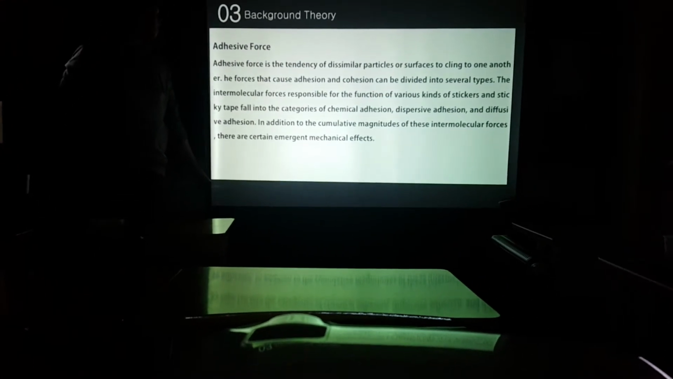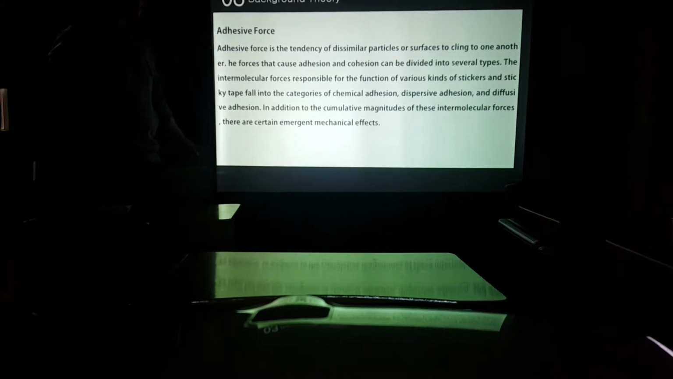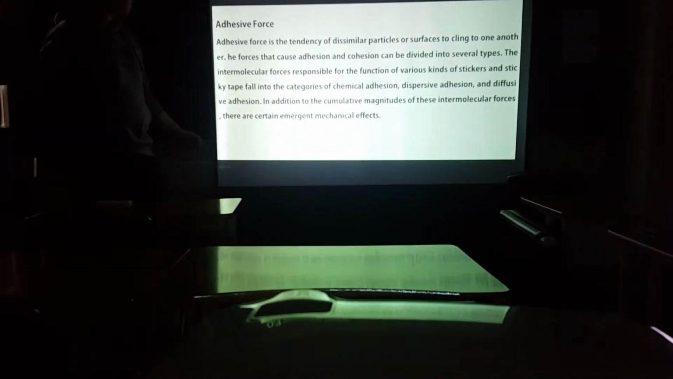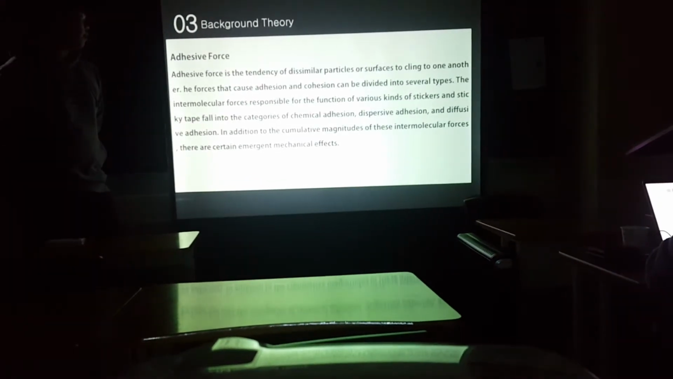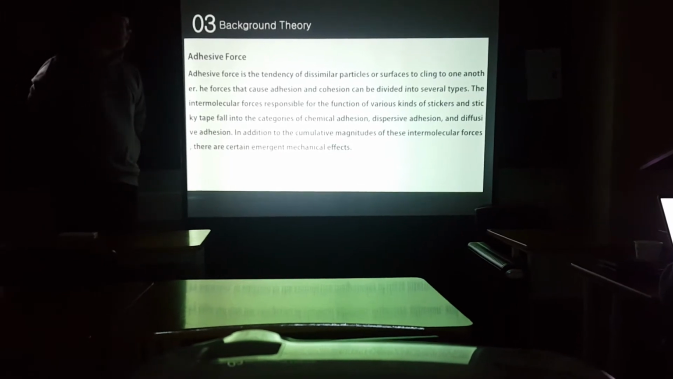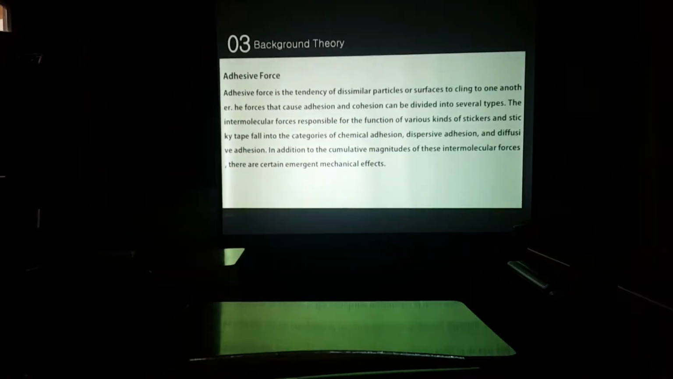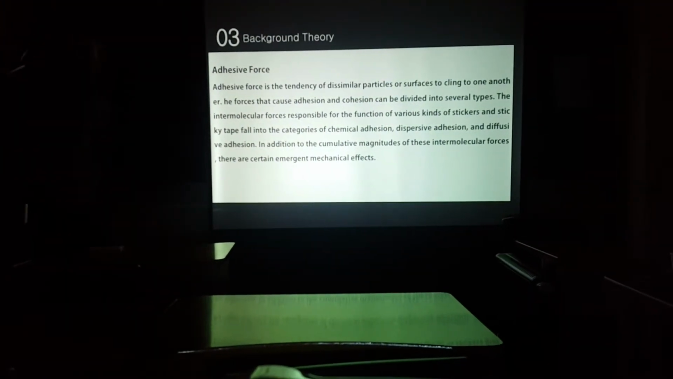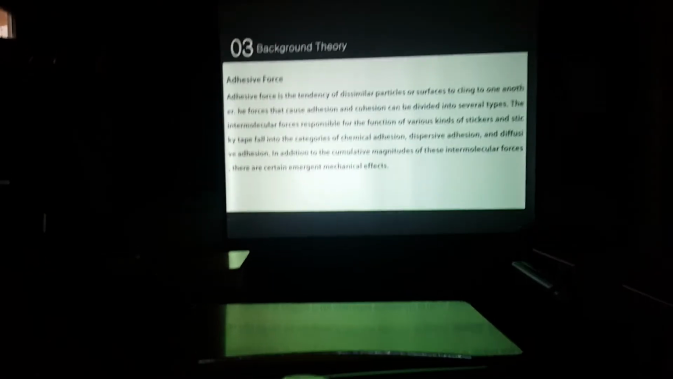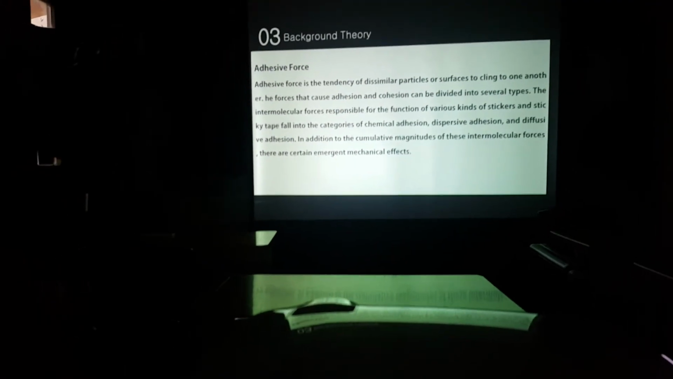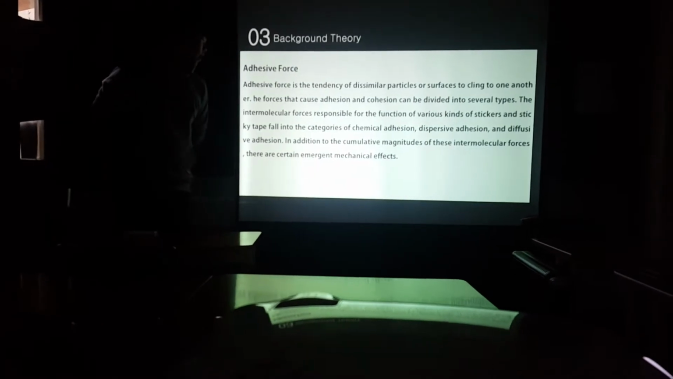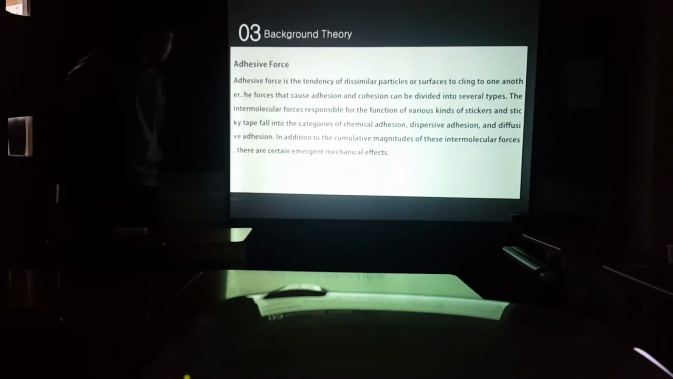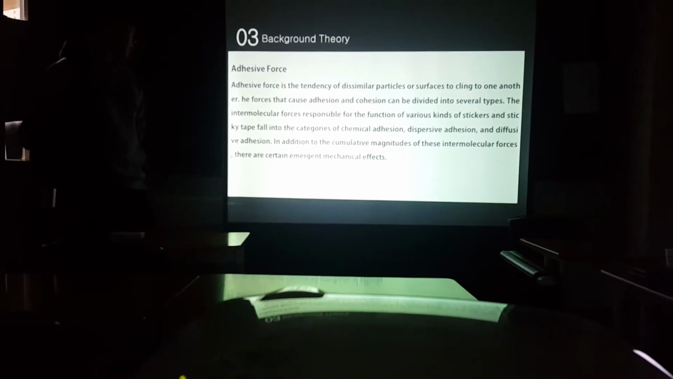Next, adhesive force is the tendency of dissimilar particles or surfaces to cling to one another. This force that causes adhesion and cohesion can be divided into several types. The intermolecular forces responsible for the function of various kinds of stickers and the sticky tape fall into the categories of chemical adhesion, dispersive adhesion, and diffusive adhesion. In addition to the cumulative magnitudes of these intermolecular forces, there are certain emergent mechanical effects.